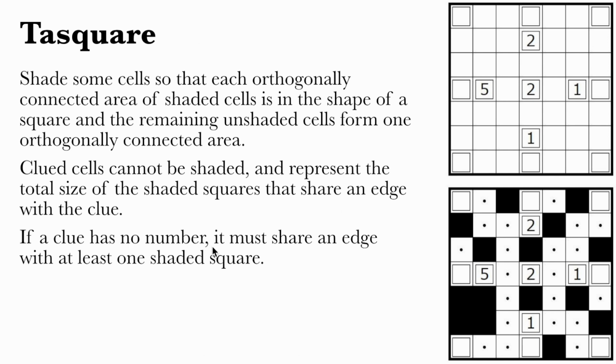If a clue has no number, it must share an edge with at least one shaded square. So examples of that are this square in the top left corner, which, as you can see in the solution, is in fact next to one of the shaded squares, and it's at least one, so that's not a limit. It could potentially have this other neighbor also shaded by that rule alone. Those are all of the rules to Tasquare, so let's get solving.